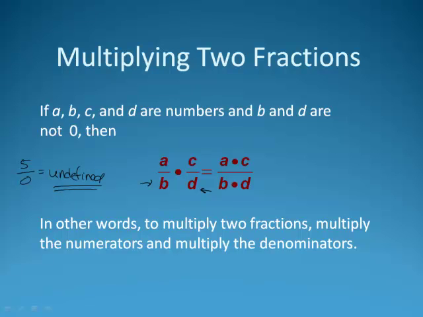Okay, so for this example, as long as b and d are not 0, it turns out that if you multiply those two fractions, a over b times c over d, the answer will simply be the product of the numerator, a times c, over the denominator product, b times d. In other words, to multiply two fractions, multiply the numerators and multiply the denominators.